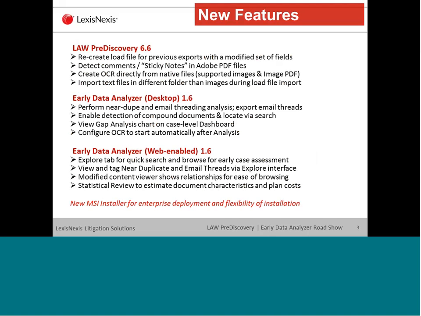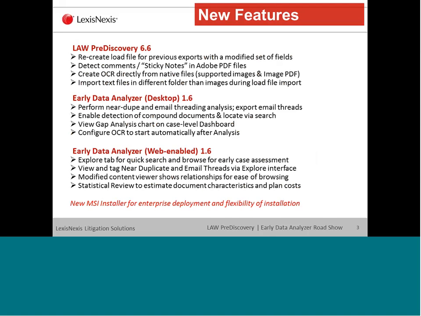Some of the big features that came out with Early Data Analyzer desktop 1.6: the ability to do the analysis with near dupe and email threading, and also to be able to export the email threads. The ability to detect compound documents and locate them via a search. Being able to see a gap analysis chart on a case level dashboard. And also the ability to configure the OCR to start automatically after you're done with the analysis.